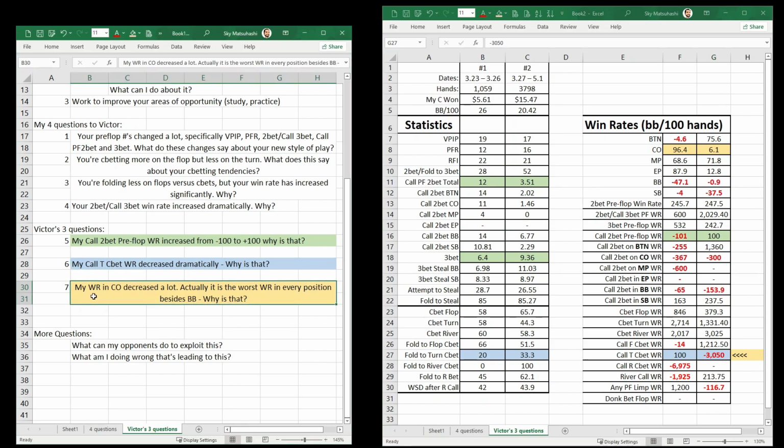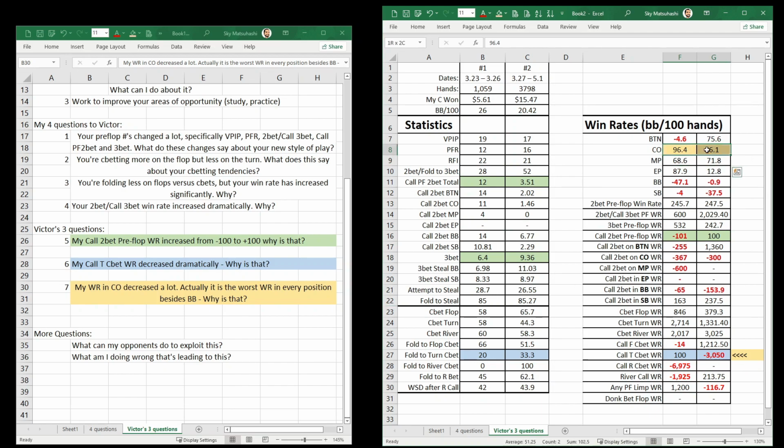Now, the last question he asked, my win rate in the cutoff decreased a lot. Look at that, from 96 to +6. Actually, it's worse in every position. The win rate is worse in every position besides the big blind. That's the only one that improved. You can see the button got better as well. Wait a second. I think maybe he made a mistake in this question, or maybe I did when I typed it in right here. Why is that?